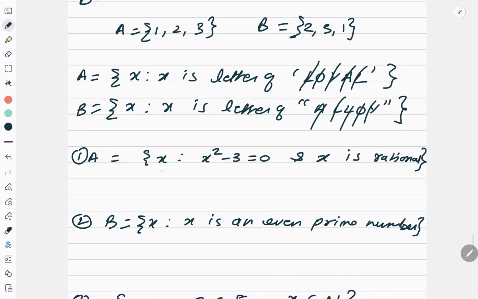Now the first says that x such that x squared minus 3 is 0 and x is rational. So how will I do it? x squared is equal to 3. Okay, so x is equal to root 3. Now what is root 3? Root 3 is an irrational number. It is not a rational number.